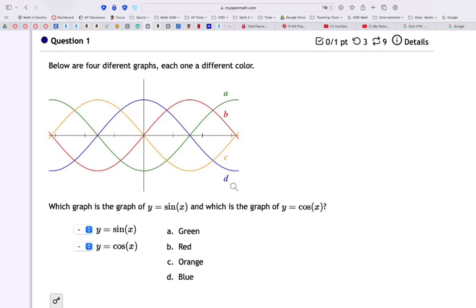Below are 4 different graphs, each one a different color. Which graph is which? We have only learned 2 trigonometric functions at the moment. We have learned sine and we have learned cosine. Tangent will come a little bit later. But as you can see, tangent doesn't look anything like any of those 4 colored graphs.